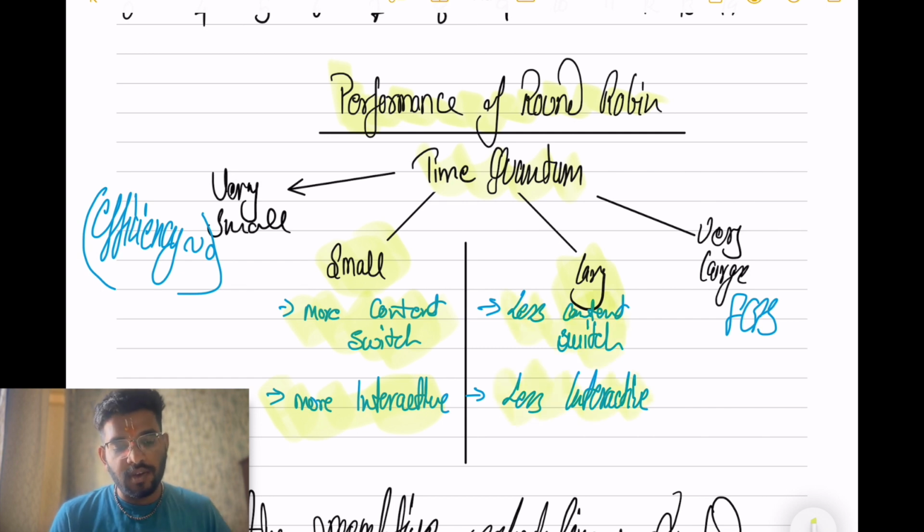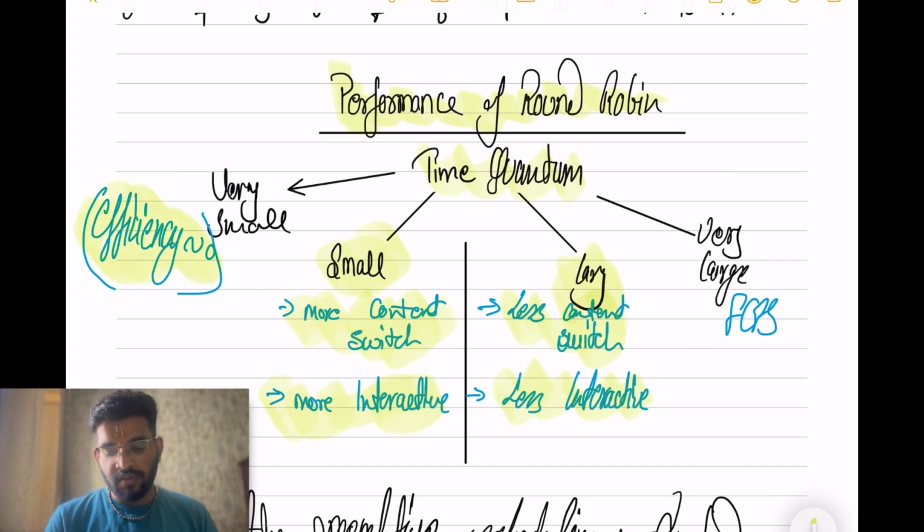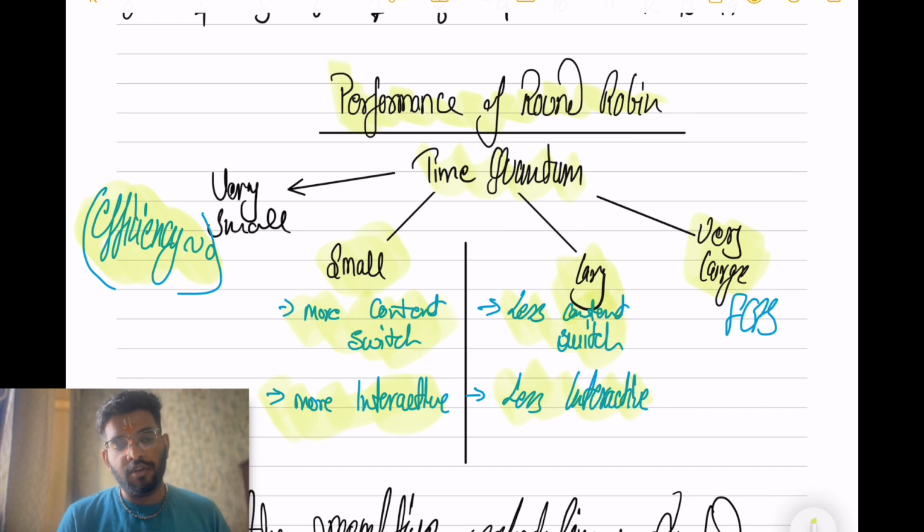And there are two extreme cases. If the time quantum is very small, then context switching happens every other time. Like if the time quantum is very small, like one, then every one cycle the switching happens, which increases the scheduling overhead such that the efficiency turns out to be zero. And if the time quantum is very large, like 10,000 units, and no process ever exceeds 5,000, then it just behaves like FCFS.